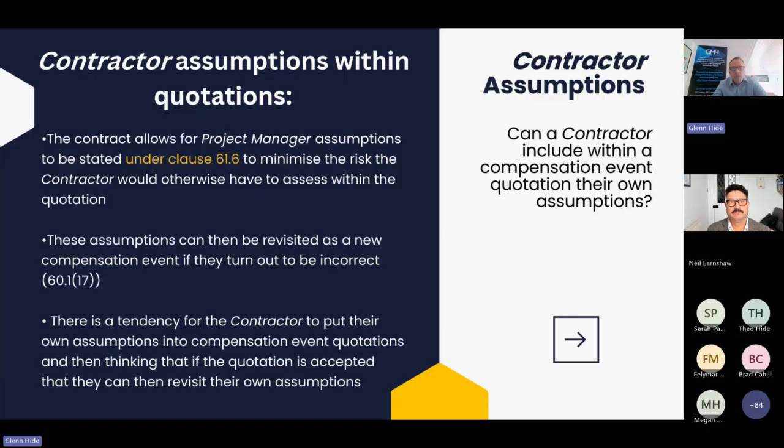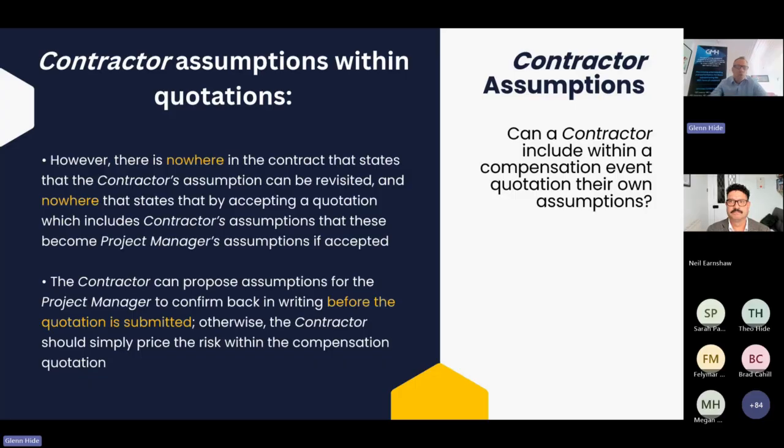And so in the event that the contractor doesn't want to put in a really expensive quote that will probably be rejected because it's too high, they try and help the situation by putting their own assumptions to ring fence the quotation, thinking that if the quotation gets accepted, then surely they've accepted the assumption. But unfortunately, that's not the case. There's nowhere in the contract that says a contractor assumption can be revisited, and there's nowhere that says just by accepting the quotation that it does become a project manager assumption.